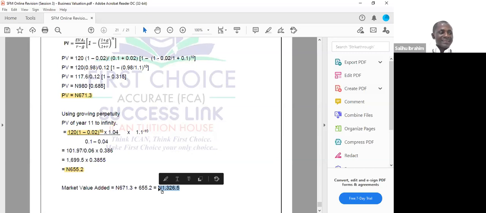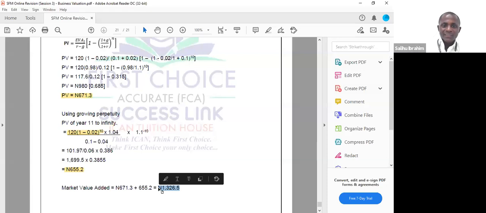So that is it about market value added and economic value added. I will urge you to go and practice it, understand the concept, just those adjustments. Know how to derive your opening capital employed, know how to derive your net operating profit after tax.